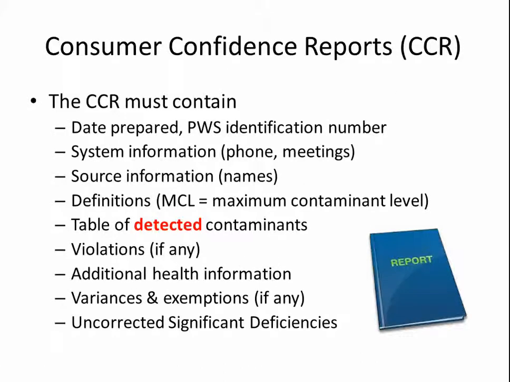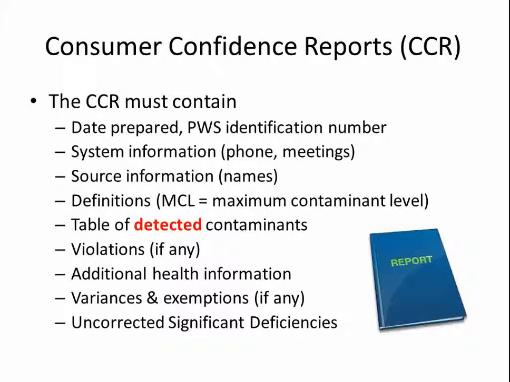So the CCR has a list of required elements, and these are those required elements. First of all, you have to have the date that it's prepared and the water system name and identification number. Any system information, phone numbers, meetings, names, who to contact. The source information, we don't want you to give too many details on how to find the sources, but just give information on if wells, springs, groundwater, surface water, that type of thing. Any definitions like what MCL means or pCi/L means picocuries per liter, that sort of thing. So you have a definition section.